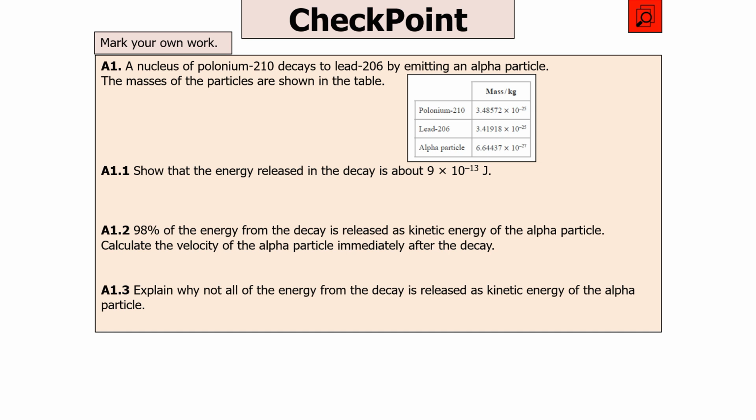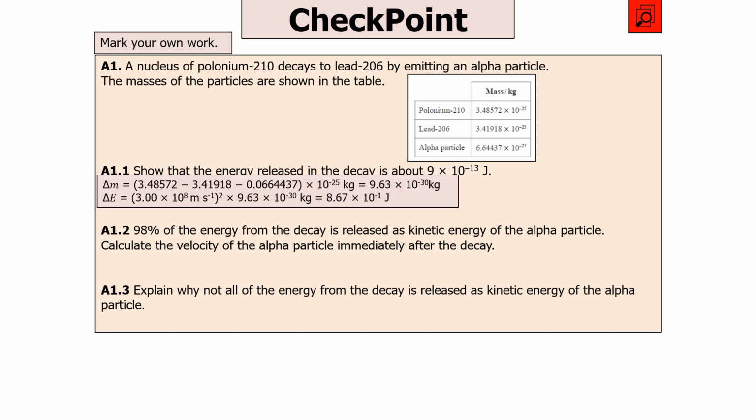Right, in this first one, what's the difference in mass? So you find the mass before, the mass afterwards, and it's 9.63 times 10 to the minus 30 kilograms is the difference. E equals mc squared. Pop it through, 8.67 times 10 to the minus 13 joules.